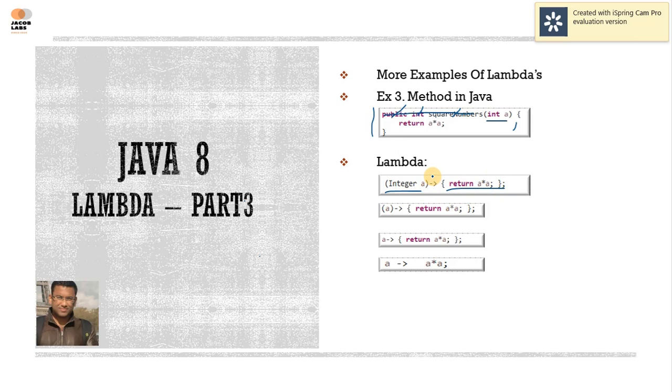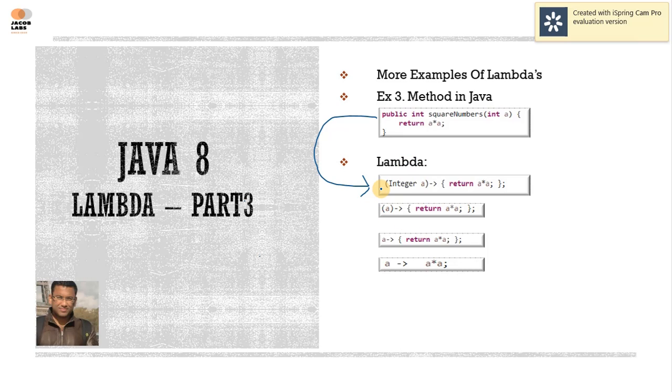And to make this a Lambda, we supply an arrow function. So this method, which takes in a type int and returns an int, can be converted to a Lambda in this manner. Now, this is the Lambda that we have generated.